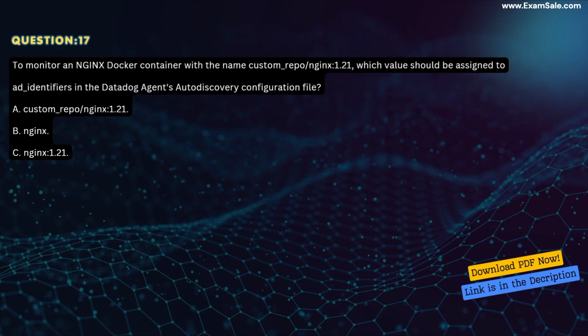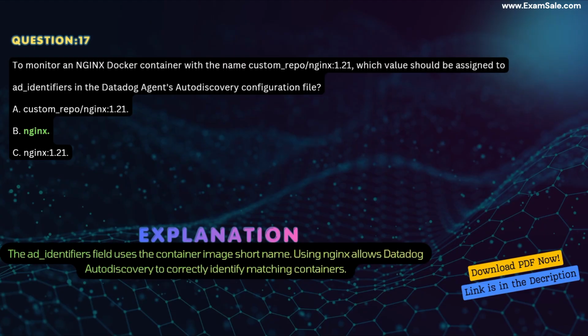Question 17. To monitor an Nginx Docker container with the name custom_repos/nginx:1.21, which value should be assigned to ad_identifiers in the Datadog agent's auto-discovery configuration file? A. custom_repos/nginx:1.21. B. nginx. C. nginx:1.21. Correct answer: B. nginx. Explanation: the ad_identifiers field uses the container image short name. Using nginx allows Datadog auto-discovery to correctly identify matching containers.